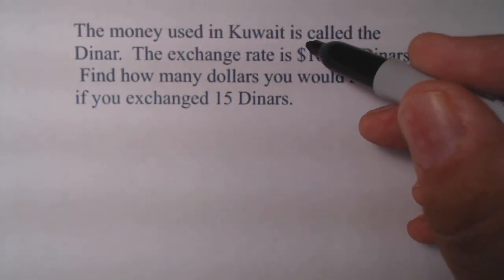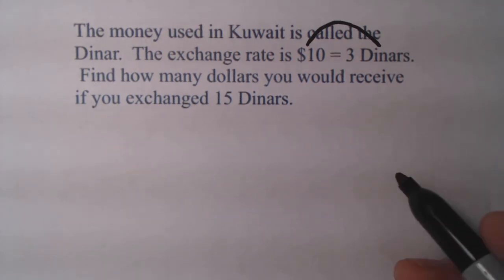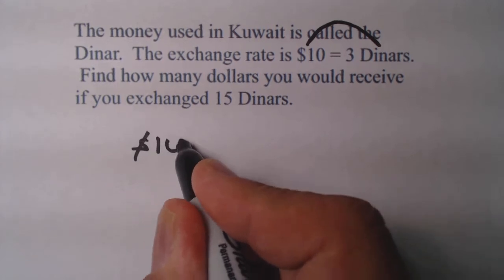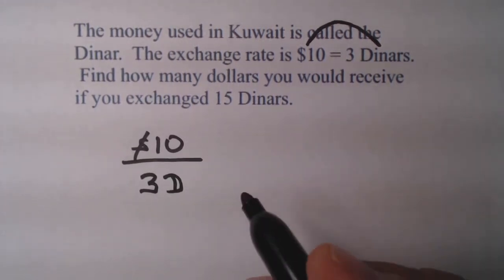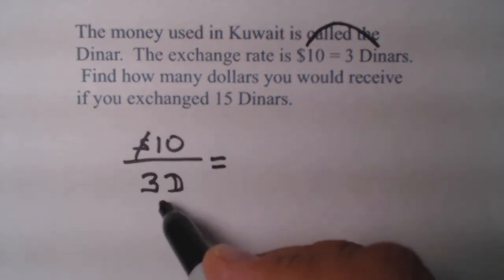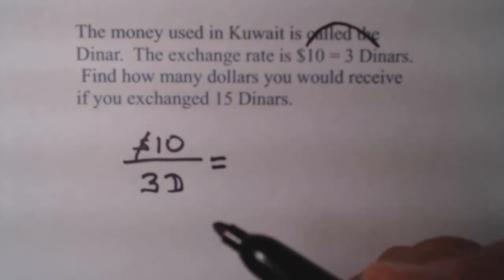And so the thing that we got that relates here is the $10 and the 3 dinars. Okay, so let's set up $10 over 3. I'll just use D for dinars. Now, there's my first fraction. I could have put dinars on top and dollars on the bottom. You'll get the same equation and answer either way.